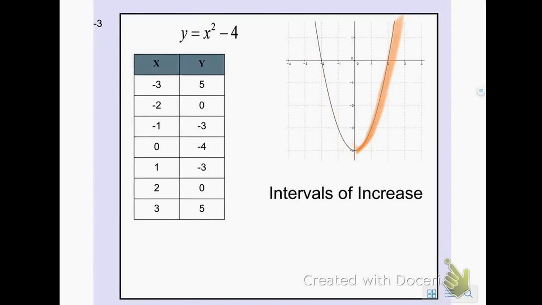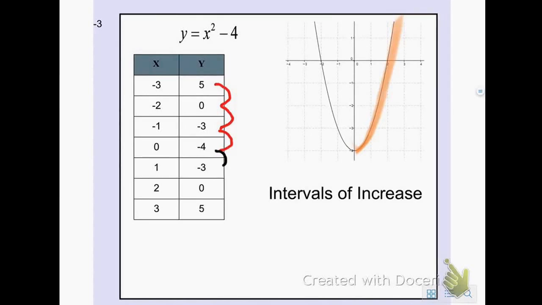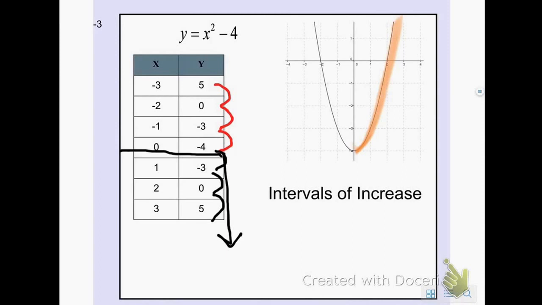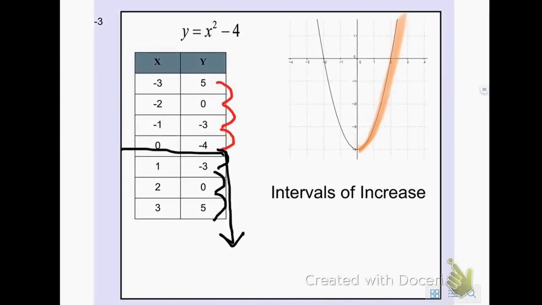So if we use our table and we look at our function values, from 5 to 0 is decreasing, from 0 to -3 is decreasing, from -3 to -4 is decreasing. But then my function begins to increase because from -4 to -3 is increasing, from -3 to 0 is increasing, from 0 to 5 is increasing. So my interval of increase will begin at (0, -4), and it would continue to increase. So my interval of increase would start at the x value 0 and go on forever. The table gives you a handy way to show where it's increasing. All you have to do is look at the y values and find where they begin to start increasing.